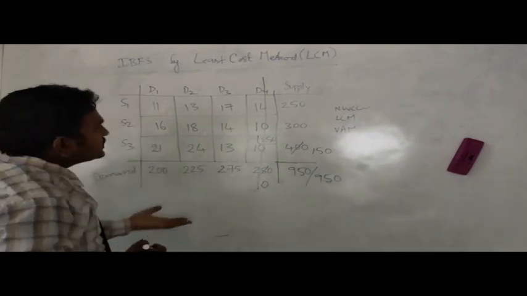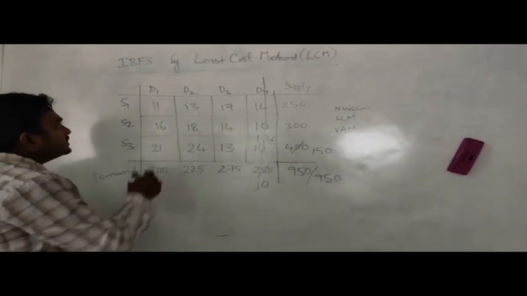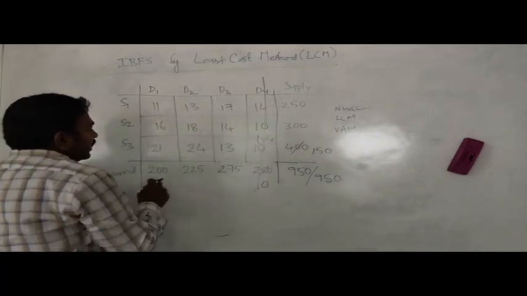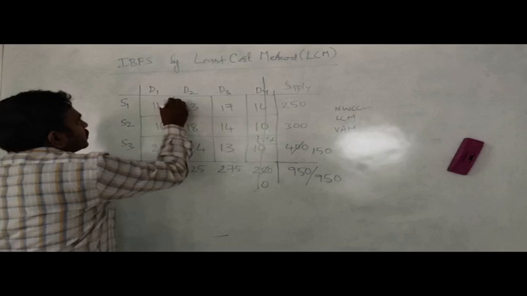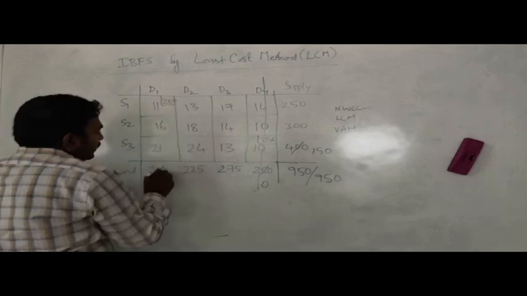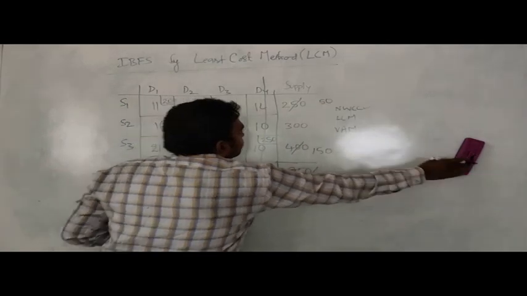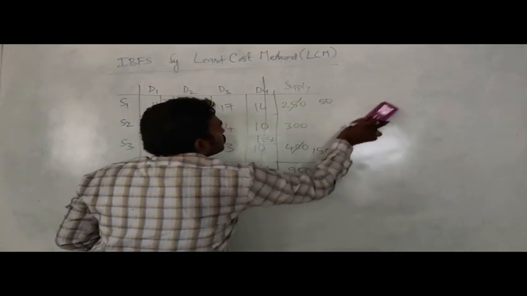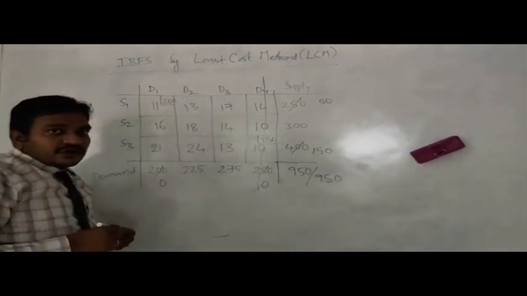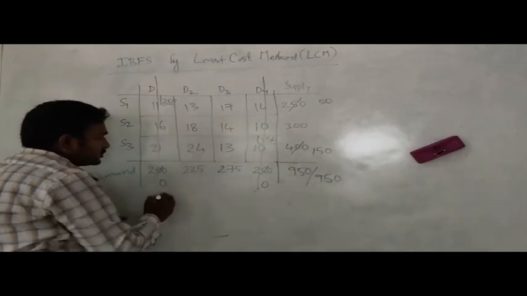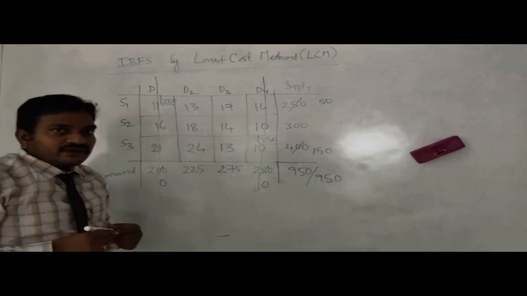Right now after this the next least cost available is 11. So 11 here, 200 and 250. 200 is my requirement, so I am allocating 200 here. This becomes 0 and this has 50 left over. This gets exhausted, so D1 also gets eliminated from the payoff table.